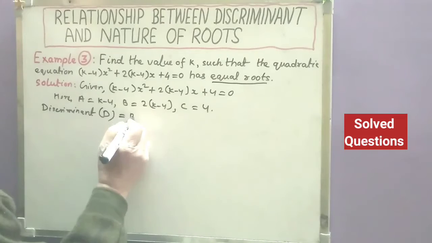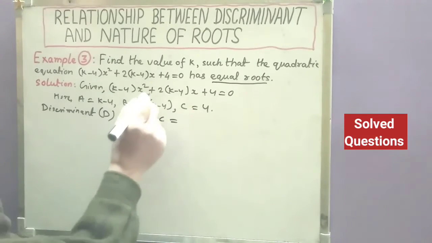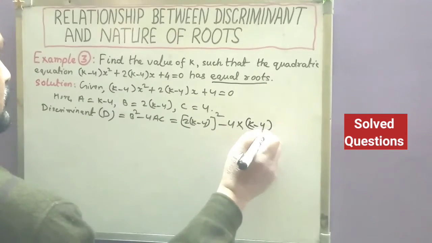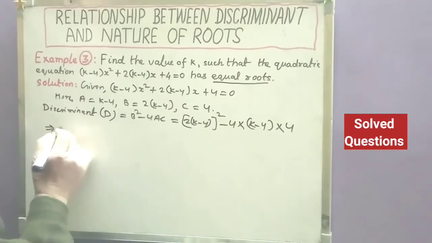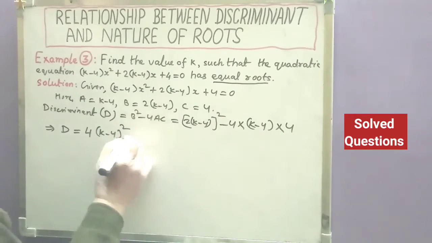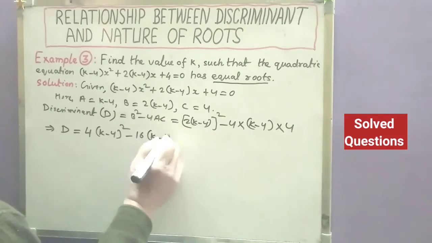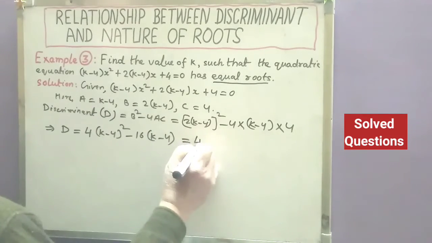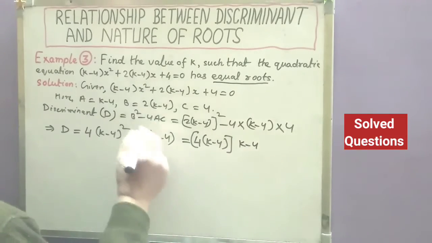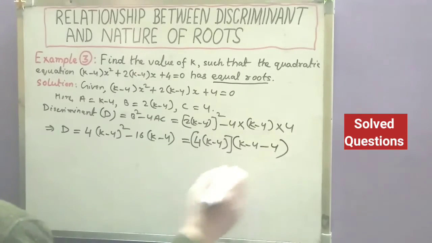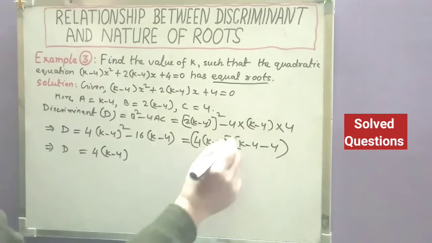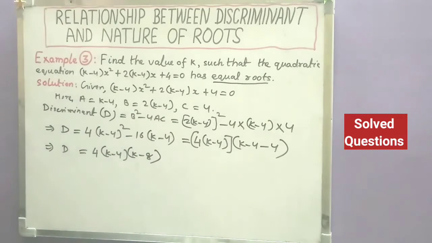Now discriminant D = b² − 4ac, that equals (2(k − 4))² − 4(k − 4)(4). That implies D = 4(k − 4)² − 16(k − 4), that equals 4(k − 4)[(k − 4) − 4]. That implies D = 4(k − 4)(k − 8).